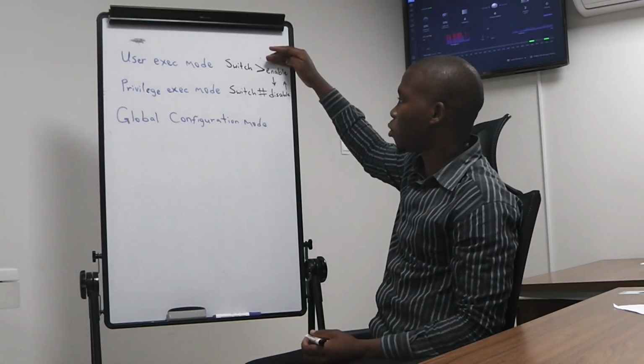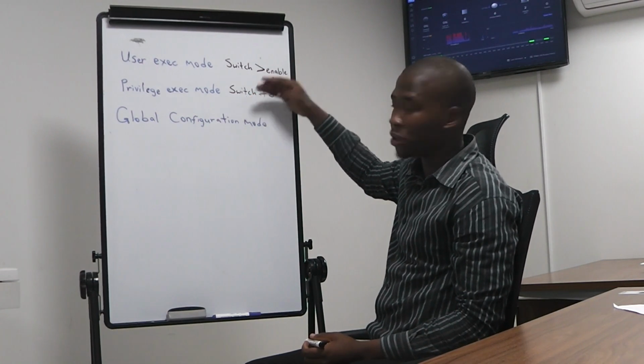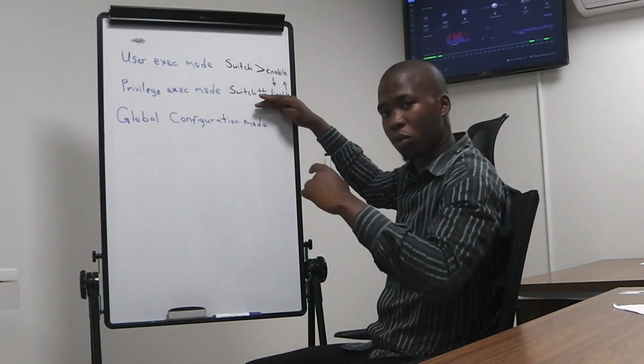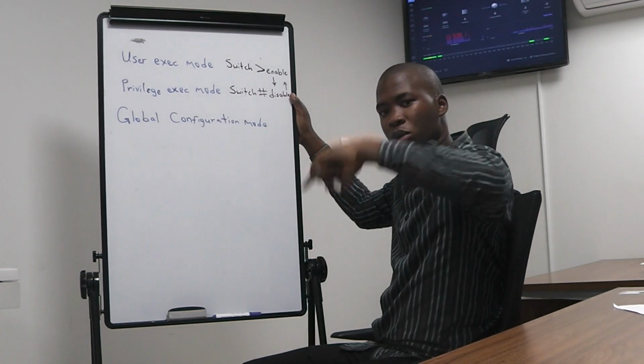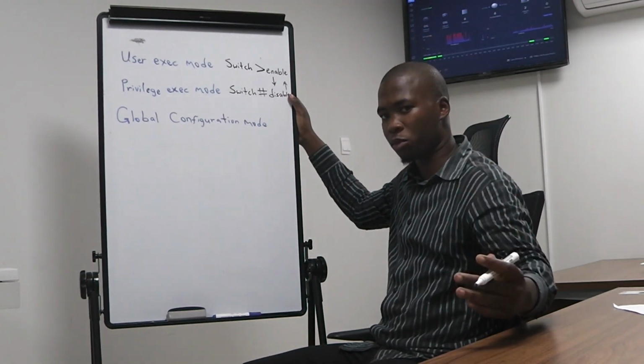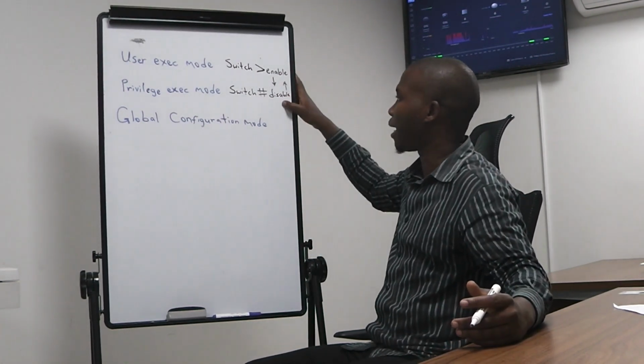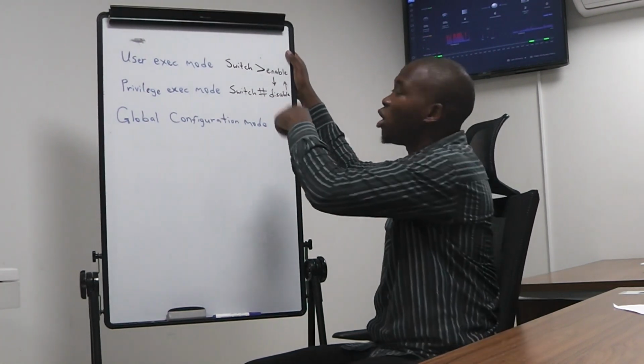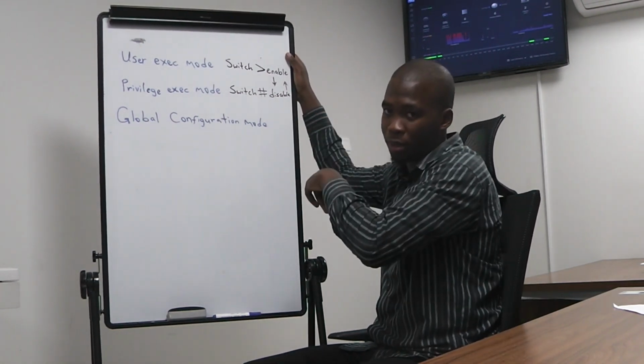So from the user exec mode to the privileged exec mode, you type enable. If you want to go back from the privileged exec mode to the user exec mode, which is the first mode that you will be prompted with, then you type disable. It's just the opposite, so it should be easy to remember.